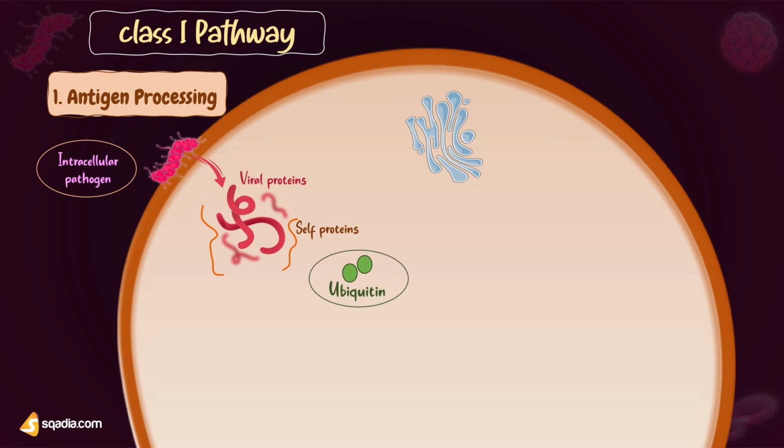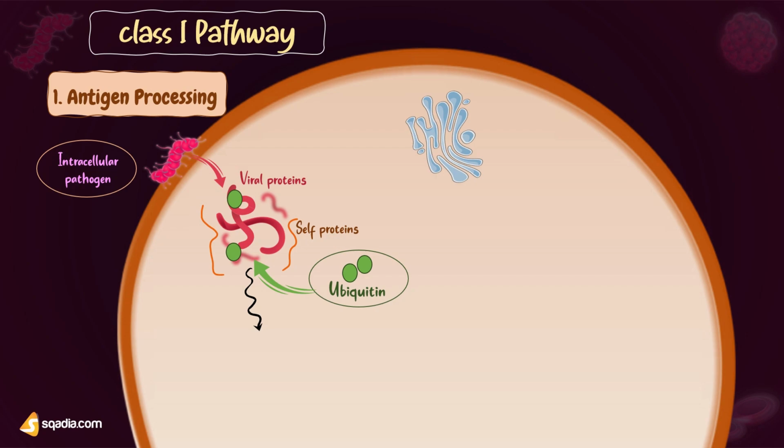This protein is found in almost all eukaryotic cells, including human cells. And this ubiquitin is involved in tagging proteins that need to be degraded, and here these are the viral proteins. And thus it contributes to the generation of peptides that will later bind on MHC-1 molecules.